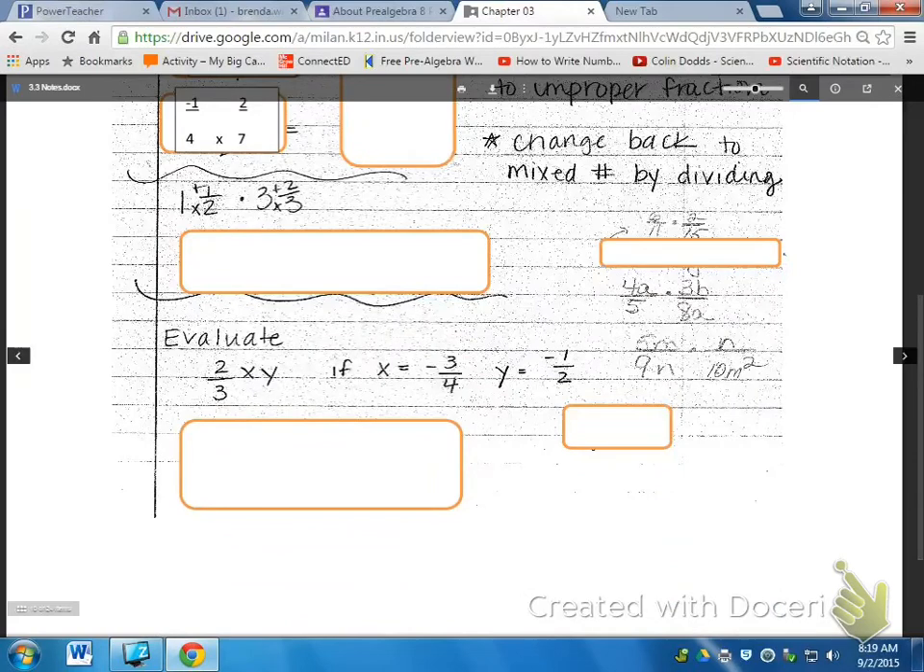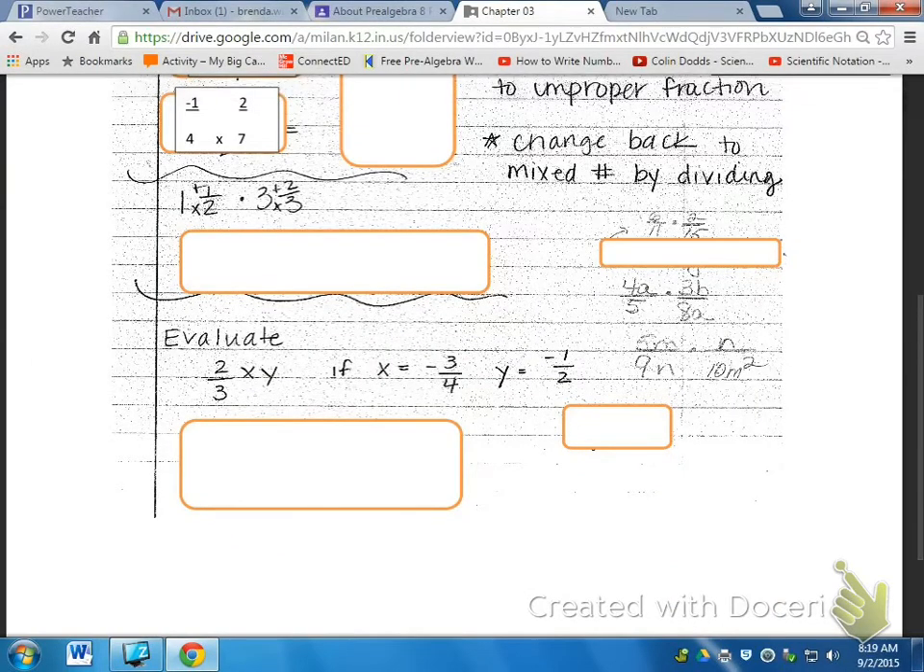All right, a couple of mixed numbers here. 1 1/2 times 3 2/3. Let's look at that. Anybody want to try this one? No. Okay, Shane? You multiply 2 times 1 and then add 1 and get 3 over 2. So 3 over 2 times, and 3 times 3 is 9, plus 2 is 11, so 11 over 3.